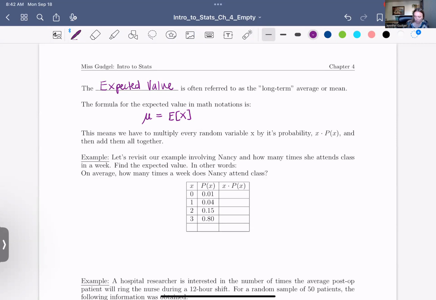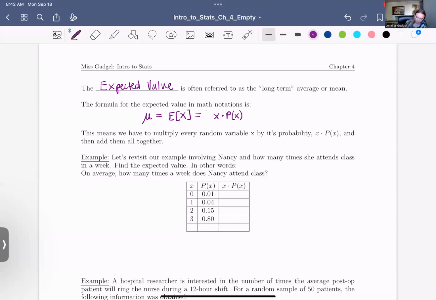It's found with a formula. It looks a little complicated, but let me explain what it is as we do it. We are going to take a product of the random variable x times the probability of its corresponding piece. So the variable itself, the numerical value, times the probability of that numerical value occurring. So a product of those two things, x times p of x. We're going to take all of these products and then add them together.